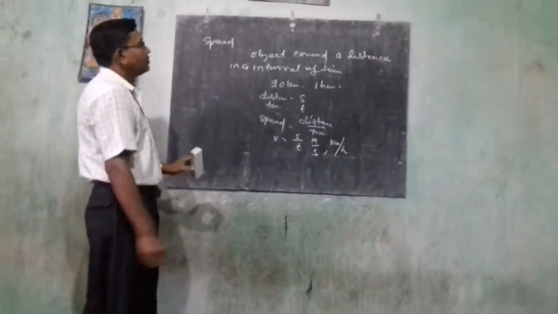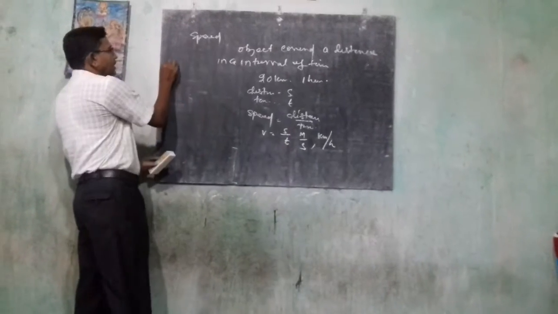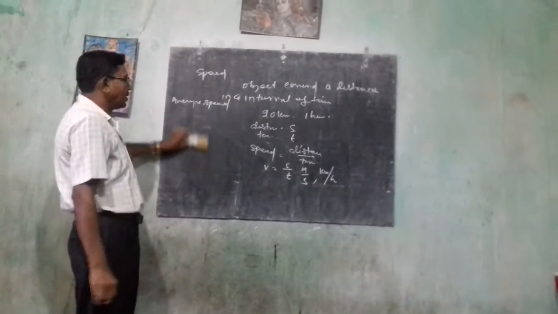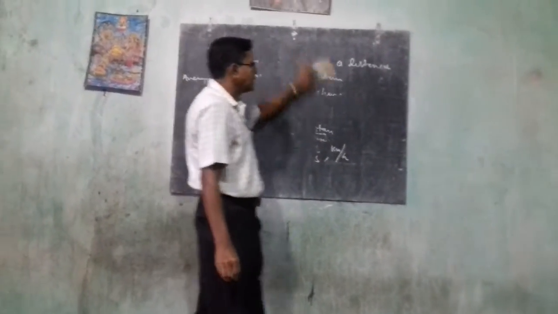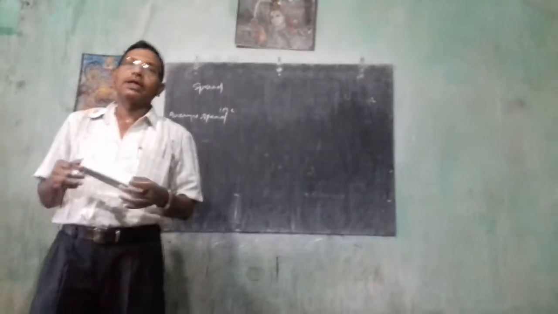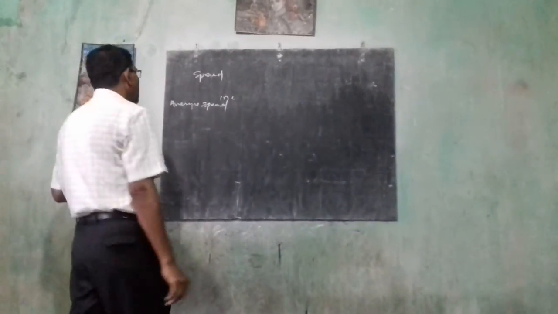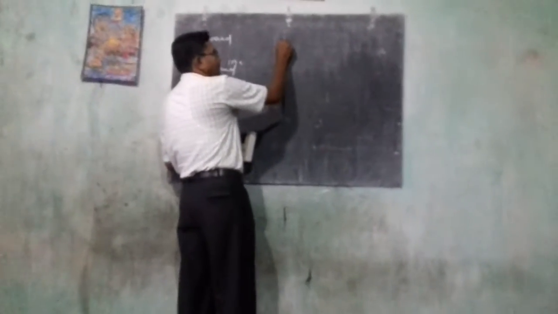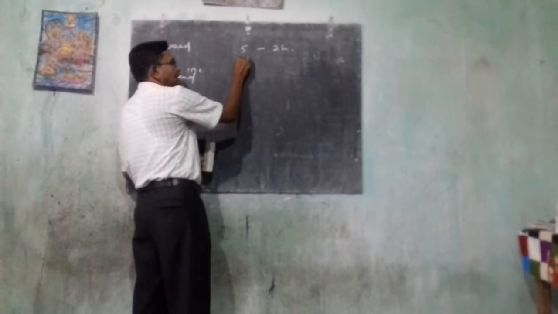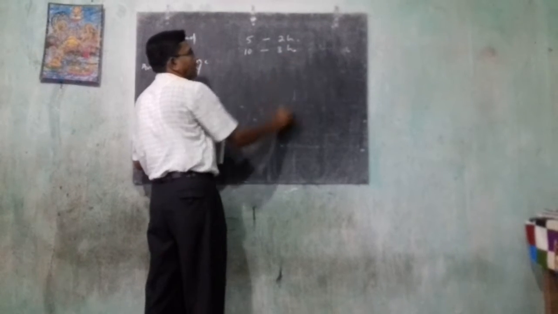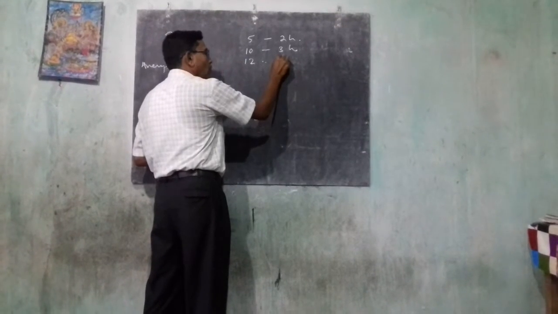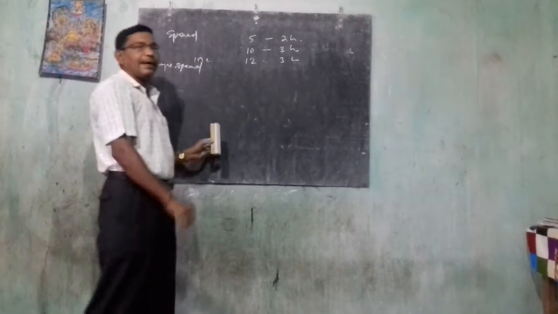Okay, now what is average speed? Average speed means the object covers total distance in total interval of time. Suppose an object covers 5 km in 2 hours, another object covers 10 km in 3 hours, and another covers 12 km in 3 hours. Then what is the average speed?